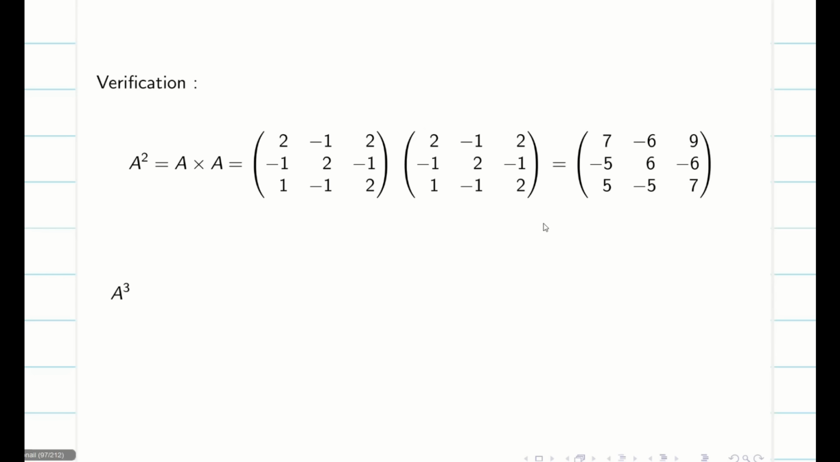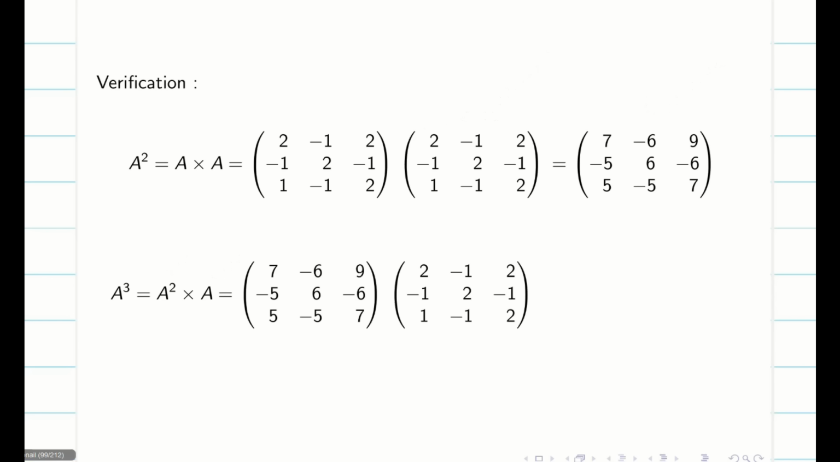Similarly, next we have to find A cube. To find A cube, just write A square into A square is there and A is there. Write the matrices. Now again take your calculator, but it is very important, never press the on button. If you press this on button, all your memory gets erased. You have to enter the matrix values again.